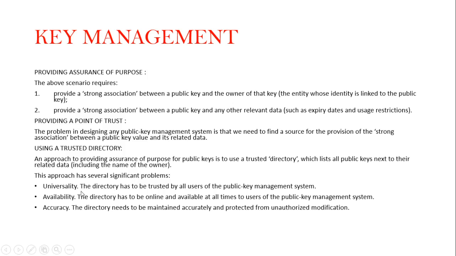Universality: the directory has to be trusted by all users of the public key management system. This is the first point. Availability: the directory has to be online and available at all times to users of the public key management system. Then it should provide accuracy: the directory needs to be maintained accurately and protected from unauthorized modification. No one should modify that particular directory. This is how we can provide it using the trusted directory, and these are some of the significant problems we can face in key storage, that is, public key certificates.